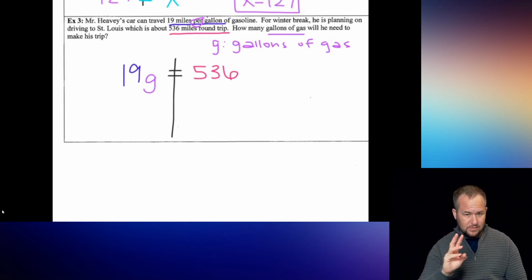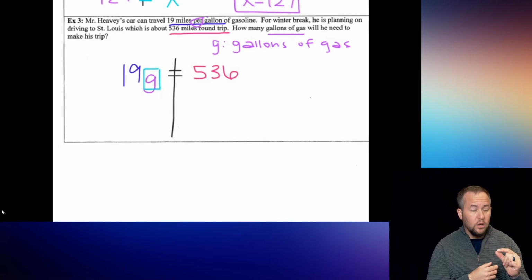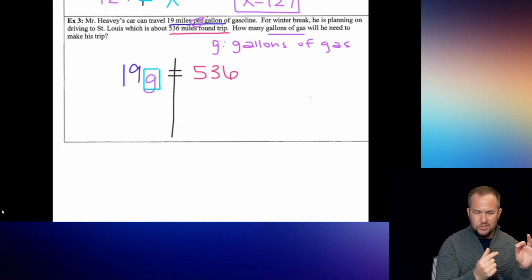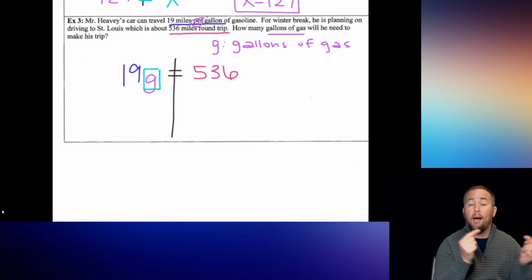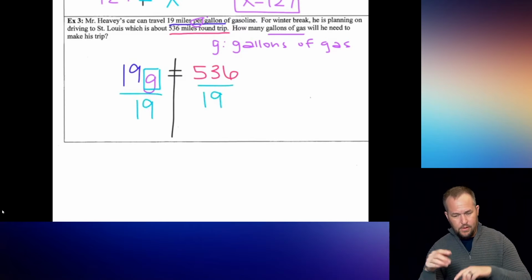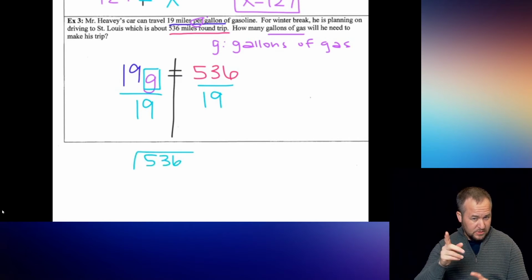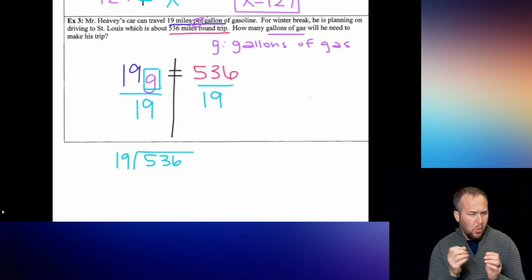Draw my line down the middle. Now I want to isolate again this G, so I know that this operation in between 19 and G is multiplication. So the opposite operation of multiplication, or the inverse operation of multiplication, is division. So I'm going to show division on both sides, so divide by 19. And I do not know 536 divided by 19 off the top of my head, so I am going to have to show a little bit of work, which is totally okay.